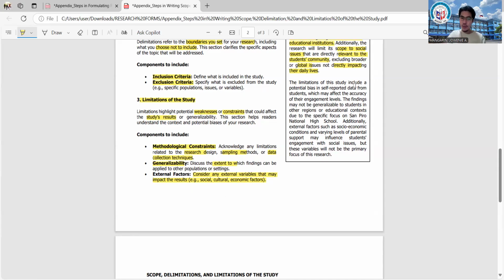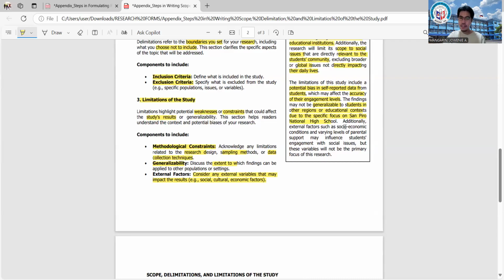The limitation of this study include a potential bias in self-reported data. So maaari daw magkaroon ng bias when it comes to the self-reported data from the students. So yung mga students daw, meron daw possibility na yung information na ibigay ng mga students ay merong biases kasi magkakaiba naman sila ng perception, which might affect the accuracy of the engagement level. The findings may not be generalizable to the students in other regions. So nakalagay dito, kasi ito ay San Pedro National High School ang nakafocus, since the focus is on San Pedro National High School only.